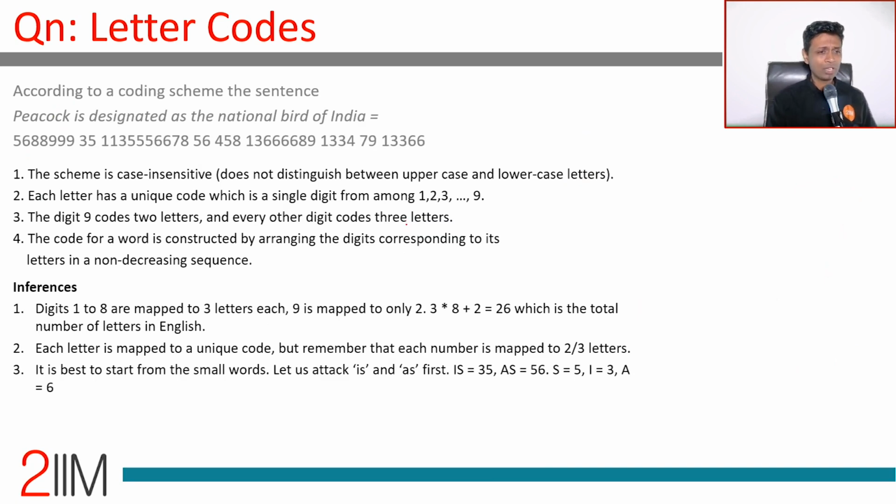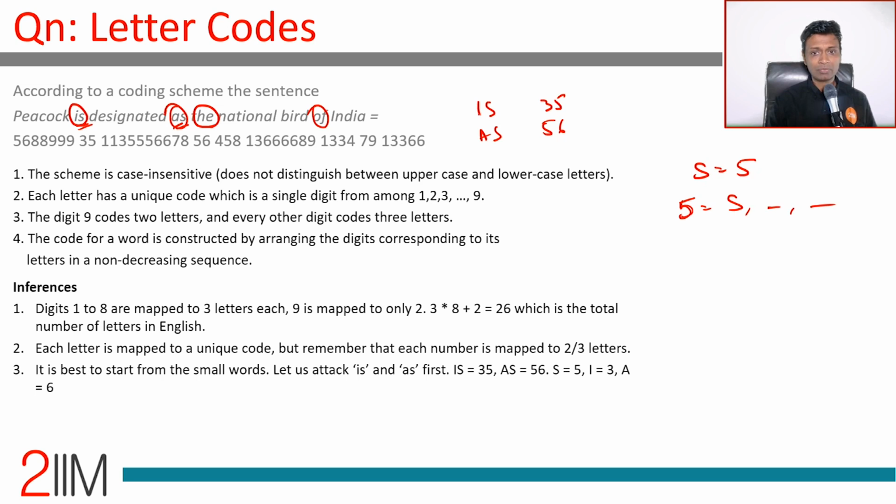Right, so let's think about this. The best place to start is going to be the short words: is, as, the, of. Is and as are probably wonderful places to start because both of them have S. IS is 3, 5. AS is 5, 6. S is common. S is equal to 5, or 5 is equal to S. Both ways you can write this. 5 is coded as S or S is coded as 5. And 5 could be S and 2 more letters. S can only be 5.